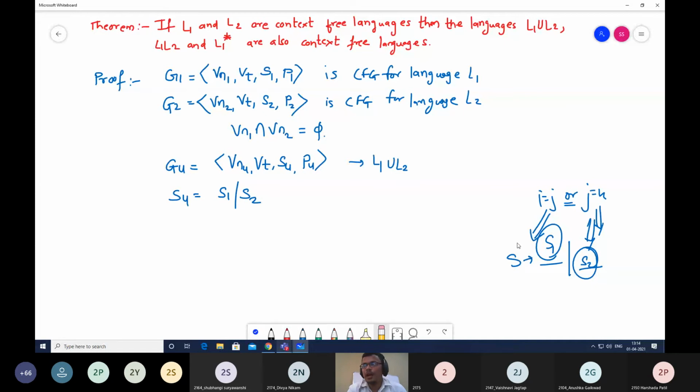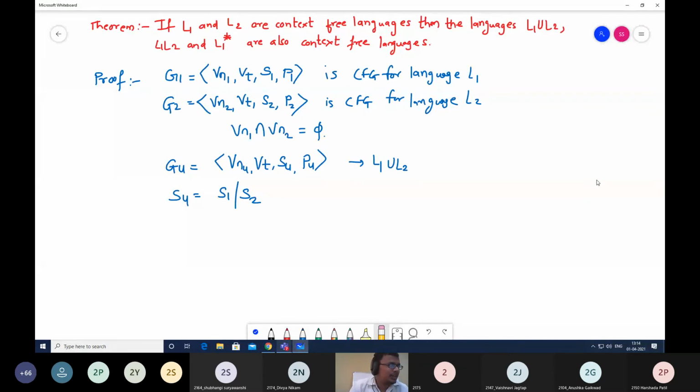Is it understood what I have tried to create here? So if we have L1 or L2, it is as good as SU is equal to S1 or S2. This is one new production rule that we add in our grammar. So what will be the total production rules in the union grammar?